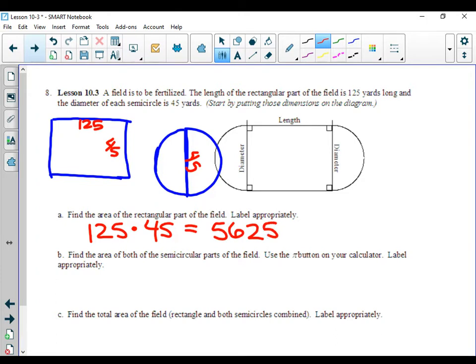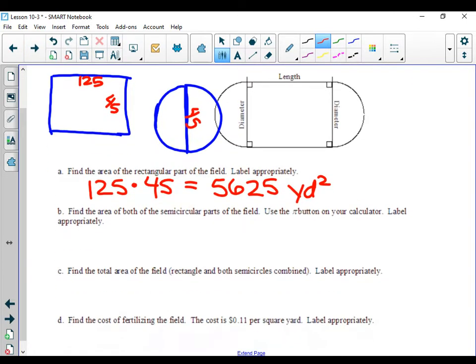What are we in here? Yards? Now I'm on circle. Area of both semicircles. Oh, both semicircles just made our whole circle. What do I need for that? Do we have to get the radius? Oh, we don't actually want a diameter. So how much is our radius? 22.5. How'd you get that? I divided 45 by 2. 45 divided by 2?